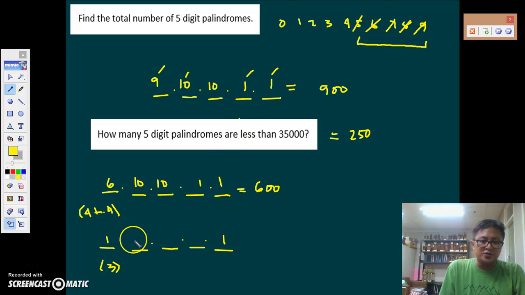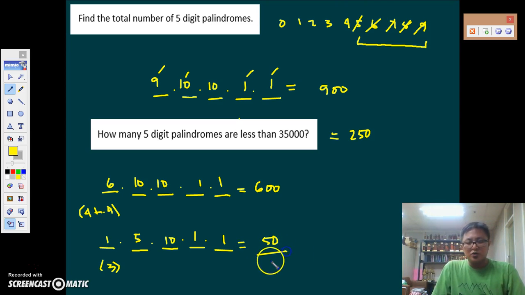These 5 numbers. Because if we pick 5, 6, 7, 8, 9, this would be like 35,000 something, then 36,000 something, a palindrome like that. It would be greater than 35,000. So this spot will be taken by 5 digits here. So obviously 1 and then 10. So we have here another 50 palindromes. So all in all, we have 650 palindromes which are greater than 35,000.